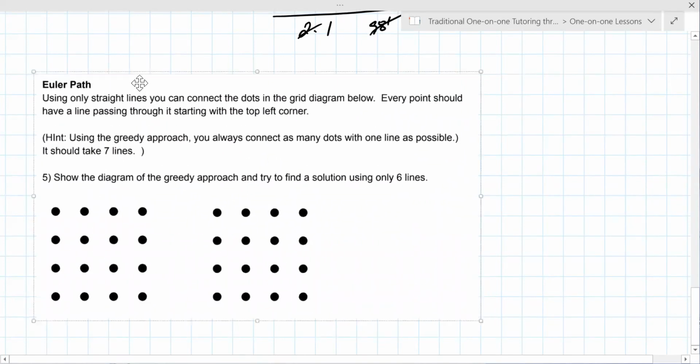All right, using only straight lines, you can connect the dots in the grid diagram below. Every point should have a line passing through it, starting with the top left corner. Using the greedy approach, you can connect as many dots with one line as possible. It should take 7 lines. Okay, so I don't know. I guess like, I don't know if that's 1. That's what they mean by that. Mhm. 2, 3, 4, 5, 6, 7.